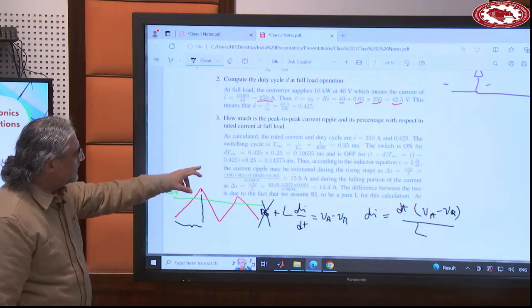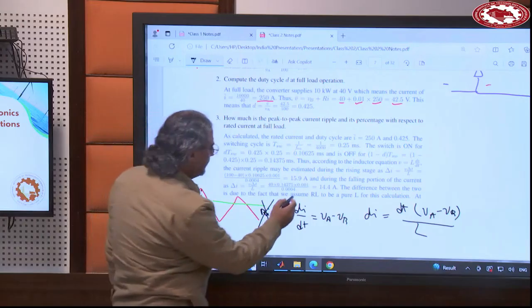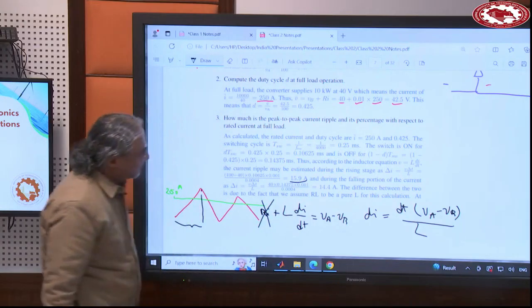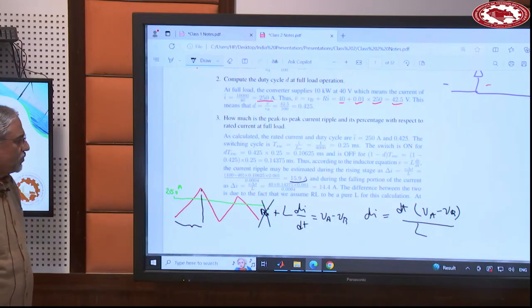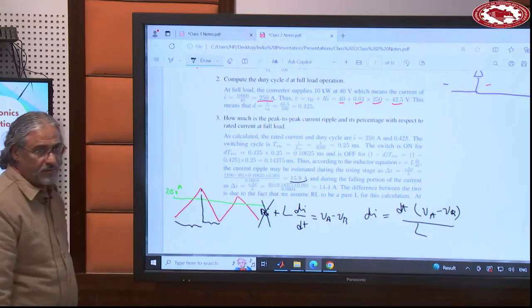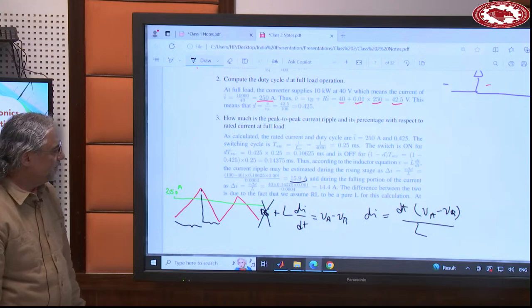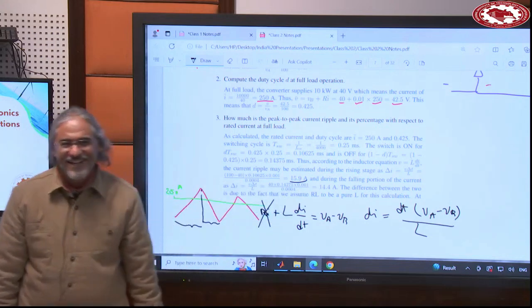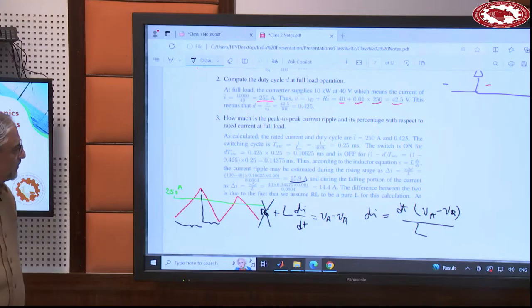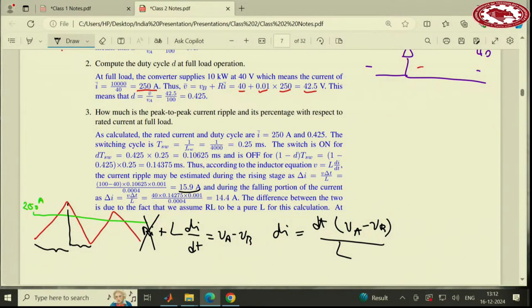Okay, so you calculate that, and that gives you 15.9 amperes. So you may say, why didn't I calculate that during the falling time? Well, you can do that, no problem. But if you calculate that using the same formula during the falling time, you will get 14.4. There is a difference. 15.9, 14.4. Which one is the correct one? Because in the steady state, they should be equal. If it goes up this amount, it should go down the same amount. Otherwise, it's not a steady state.